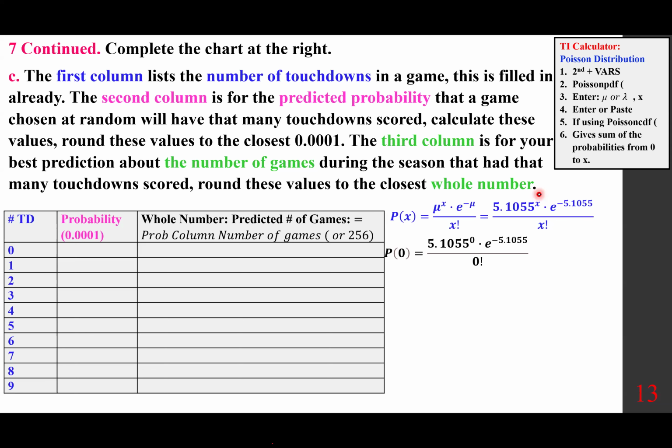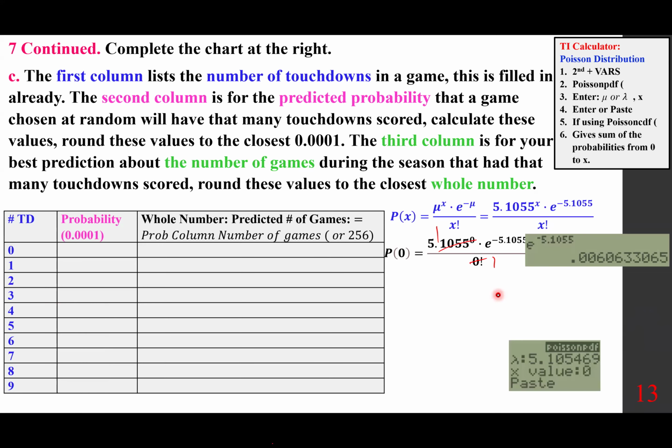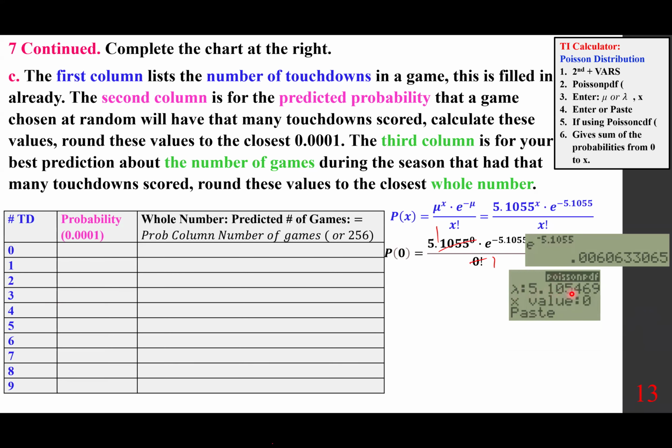And I hope you see that, of course, this is 1, this is 1. So e to that power, and that's the answer. And that's fine. If we go with Poisson PDF, lambda is 5.10546. As I said, put more decimals, x is 0, paste it. You get this answer. This is the answer that goes in here. But for this one, probability column times 256, right? Because there were 256. So you multiply this one by 256, and it will be here. So this number is this one, everyone.